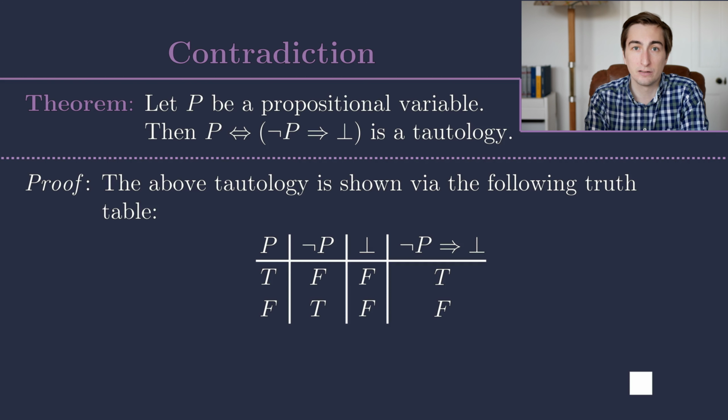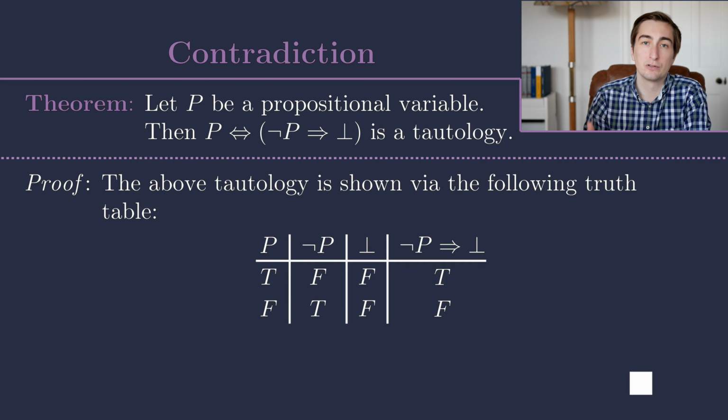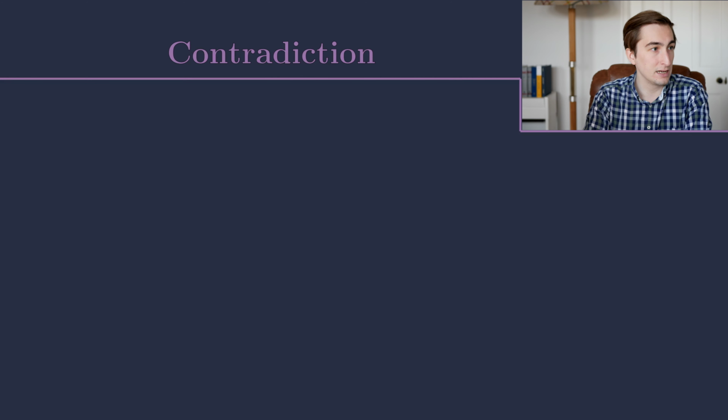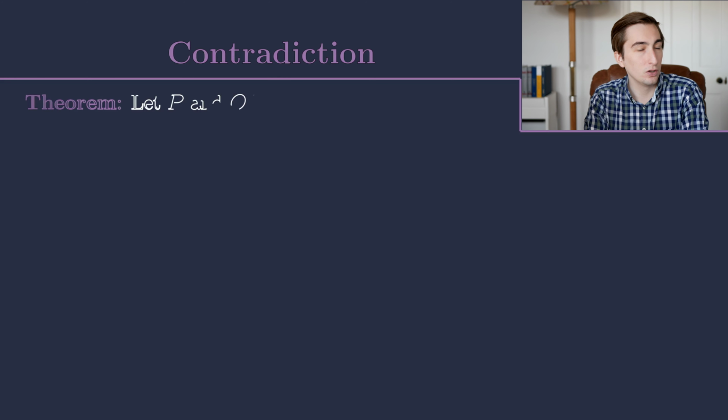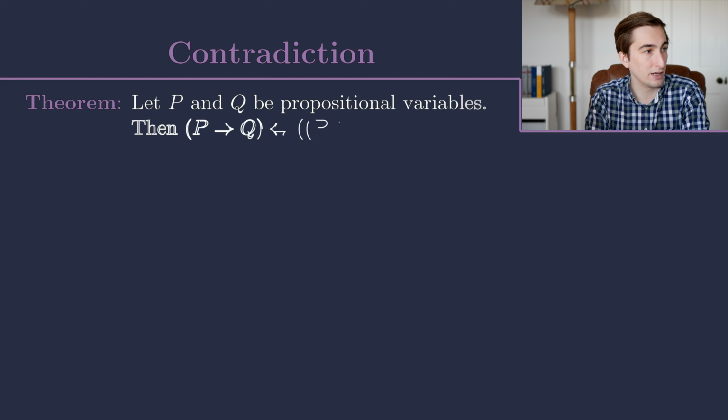So this is effectively the theorem that allows us to construct proof by contradiction. That's the important one. But we can also construct proof by contradiction not just for single propositions or atomic propositions, but we can also construct it for implication statements. So let's see how we would do that here.